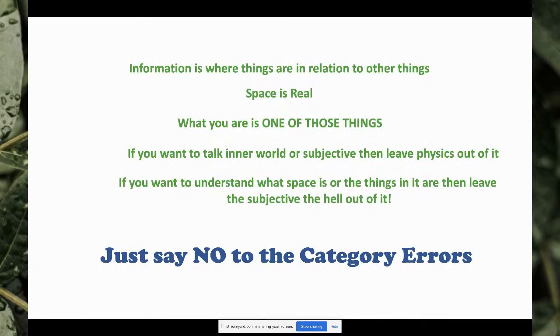So information is where things are in relation to other things. That's what I call information. We could call that something else. Space is real. What you are is one of those things.